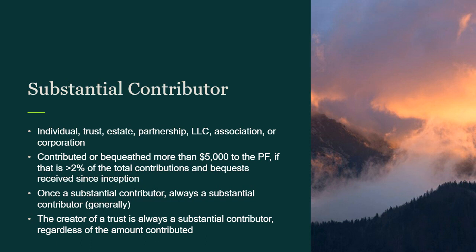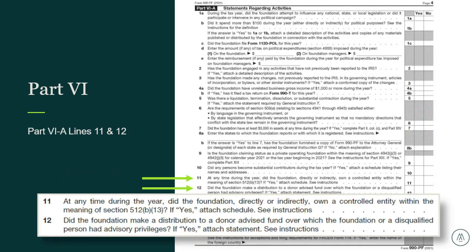Next slide, please. So Part 6A, lines 11 and 12. Question 11 in particular pertains to the taxability of payments the foundation receives from a controlled for-profit subsidiary in the form of interest, rents, royalties, or annuities. That question really gets at items that may be subject to unrelated business income tax. So that's kind of unrelated to the substantial contributor, but an area to pay attention to, followed by Question 12.